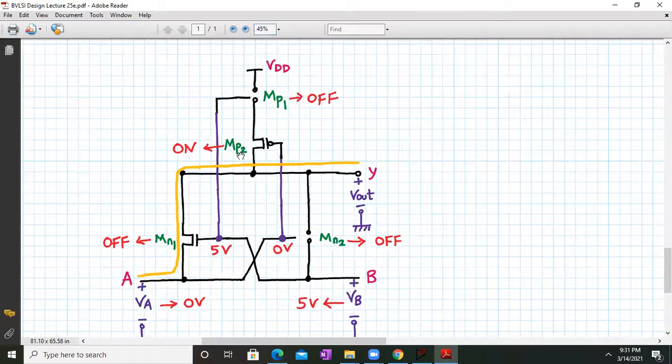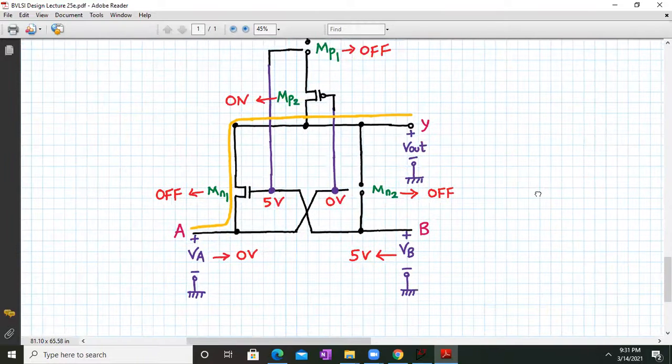So MP1 and MP2 are in series, so even if one of them is off, your entire pull-up network is gone. So the VDD is disconnected from the output altogether. Now since your MN1 transistor is on, actually here it is written wrong, it should be on. So since MN1 is on, your output will be pulled down towards your ground with the help of this part. We can see clearly your output is pulled down towards your ground.